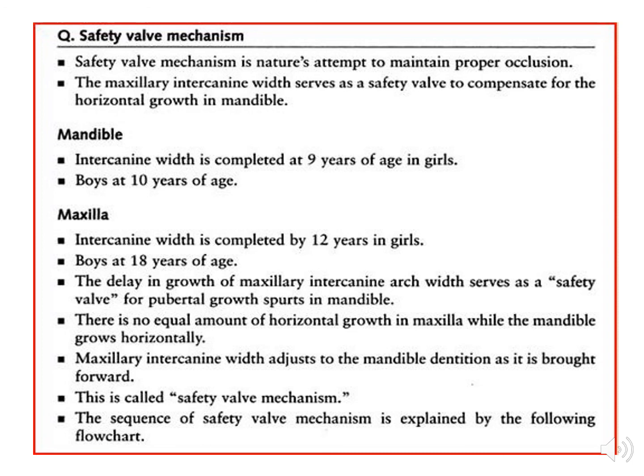The delay in growth of the maxillary intercanine width serves as a safety valve for the pubertal growth spurt in the mandible. There is no equal amount of horizontal growth in the maxilla, while the mandible grows horizontally. Maxillary intercanine width adjusts to the mandibular dentition and is brought forward. This is called the safety valve mechanism. The sequence of the safety valve mechanism is explained by the following flow chart.